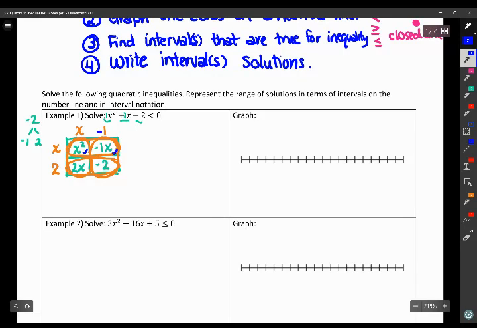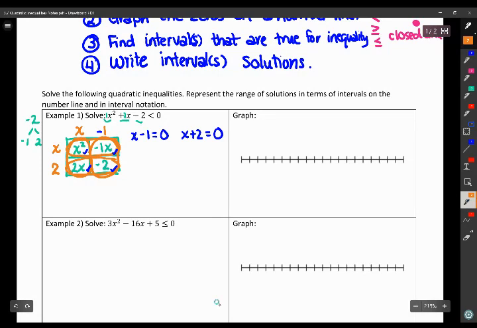It's a really good idea to check. 2 times x is 2x, 2 times negative 1 is negative 2. So because everything checks out, we're going to take those factors and set them equal to 0, which again, this is all review. We've already done this before. So we set them equal to 0, we solve.